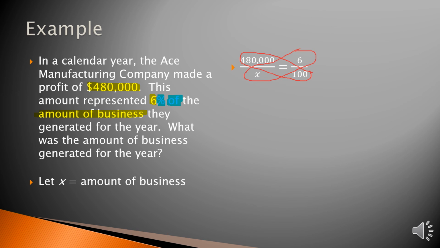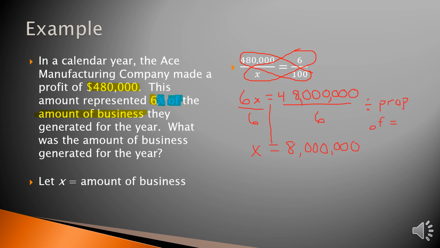Now at this point we want to cross multiply, and I get my equation of 6x equals 48 million. Now I want to divide by 6 on both sides using the division property of equality to get x equal to 8 million. My conclusion statement is therefore the amount of business was $8 million.